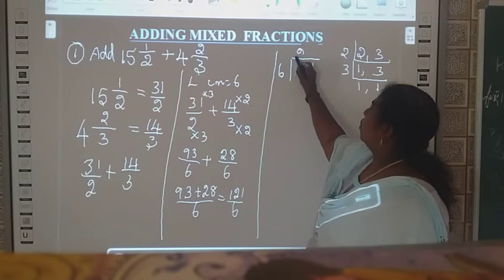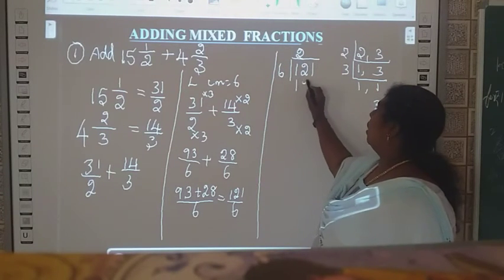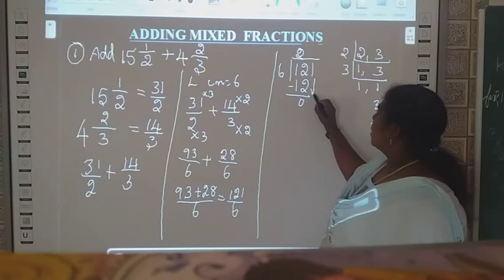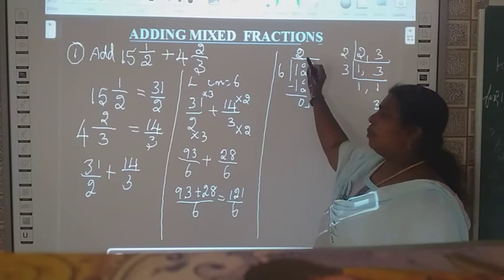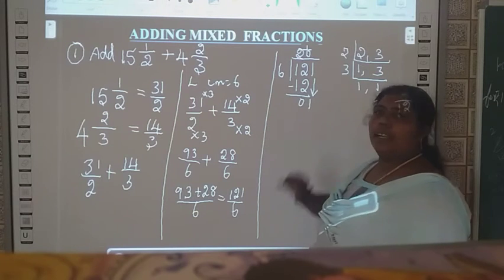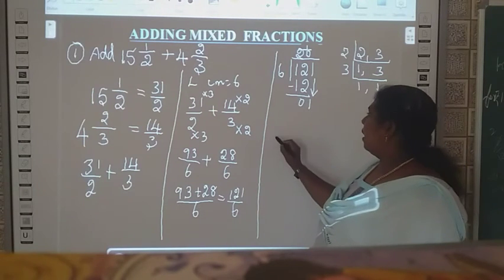Sixth table, 2 times. 2 times 6 are 12. Subtract the value. 12 minus 12 is 0. Next, you have to write the next number, 1. This is not possible to divide, right? Then we have to put here 1 0. This is the remainder.